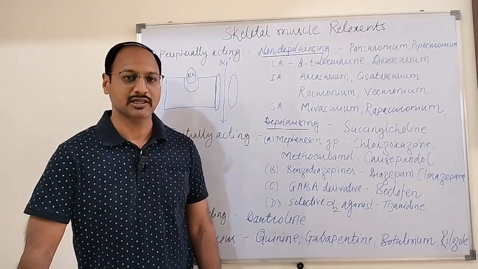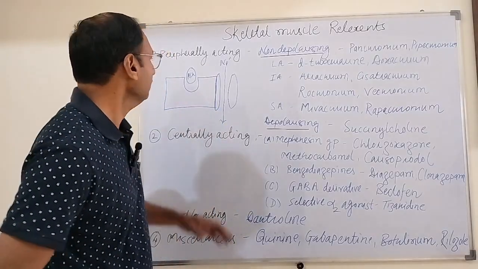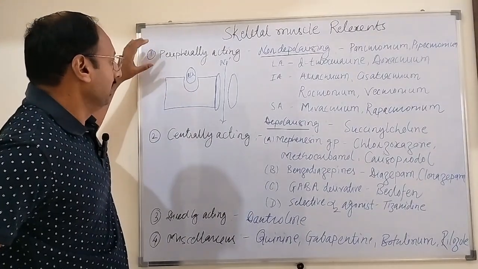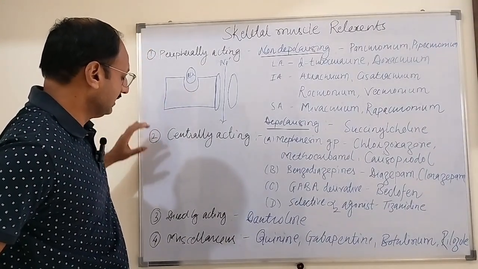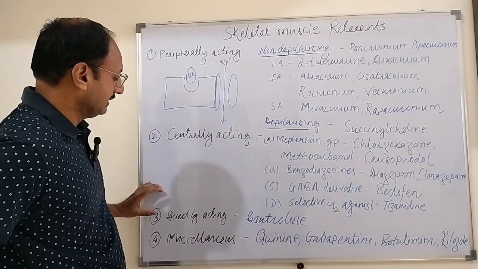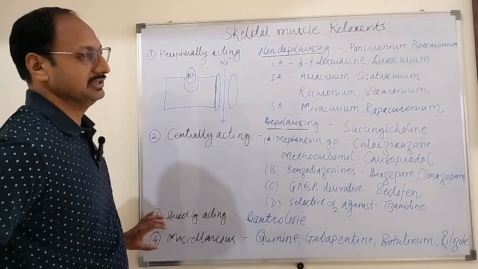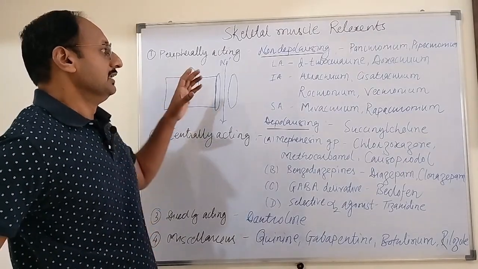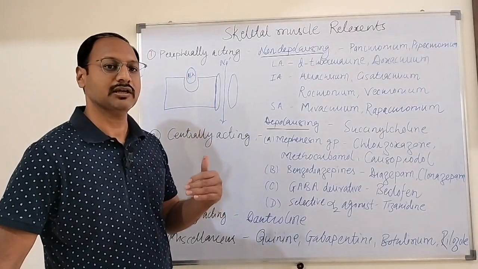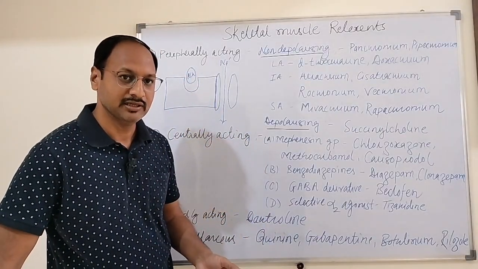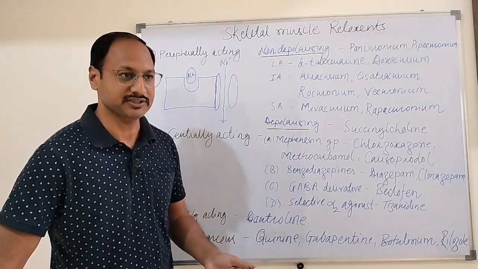Classification of skeletal muscle relaxants: peripherally acting skeletal muscle relaxants, centrally acting skeletal muscle relaxants, directly acting skeletal muscle relaxants, and miscellaneous agents. These skeletal muscle relaxants are classified according to their mechanism of action as well as their site of action.